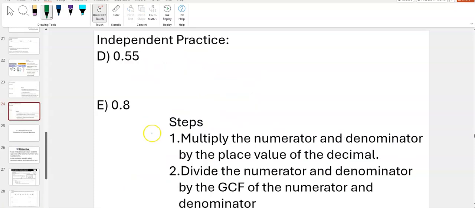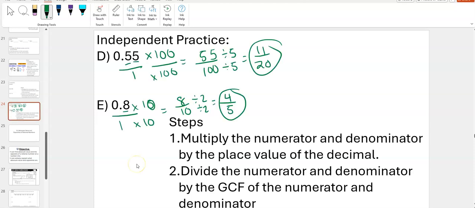All right, go ahead and pause again and do these two on your own, 55 hundredths and 8/10. Here are your steps again. Give these a try and then come back and see how you did. And if you followed your steps, you should have gotten 11/20 for D and 4/5 for E.